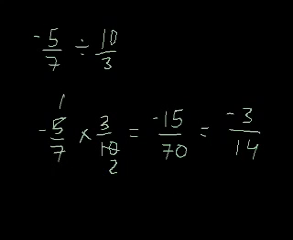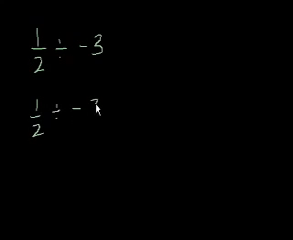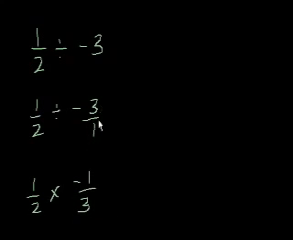Let's do one or two more problems. I think you kind of get it, though. Let's say 1/2 divided by minus 3. Aha! So what happens when you take a fraction and you divide it by a whole number or an integer? Well, we know any whole number can be written as a fraction. This is the same thing as 1/2 divided by minus 3 over 1. And dividing by a fraction is the same thing as multiplying by its inverse. So the inverse of negative 3 over 1 is negative 1 over 3. And this equals negative 1/6.